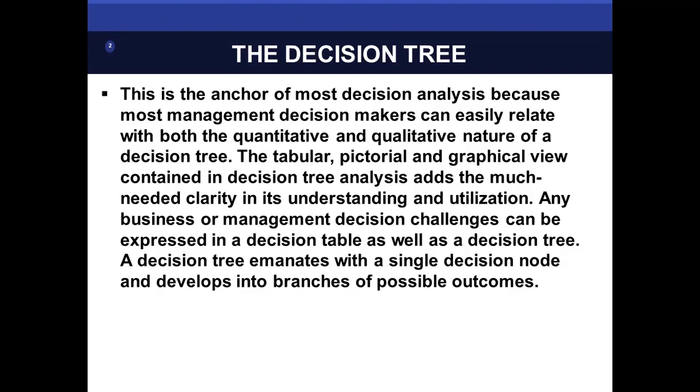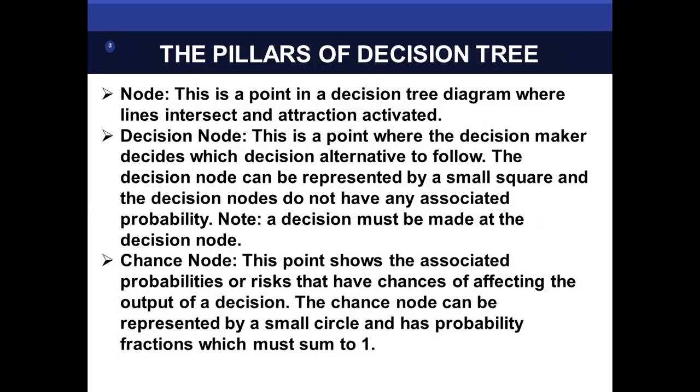Okay. A decision tree emanates from a single decision node, and it develops into branches of possible outcomes. So there are core pillars that make a decision tree a decision tree. There are some pillars that you cannot have a successful decision tree without putting in place. The same way you cannot build a house and expect the house to stand the test of time without putting the pillars, the columns in place. So these pillars we want to mention right now, these columns we want to break down right now, are the core pillars, the crux that makes a decision tree effective.